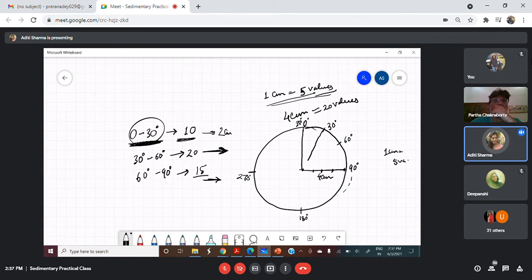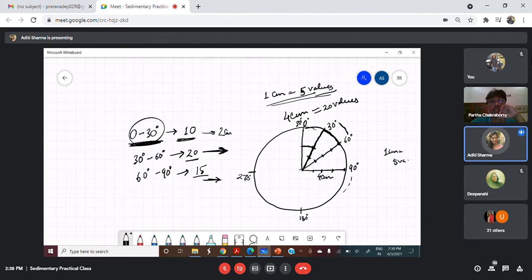So in the 0 to 30 degree interval we are getting 10 values, so I'll mark 2 centimeter from here. In this interval, I will mark these 10 values, and these 2 centimeter are representing those 10 values. Then in the 30 to 60 degree interval, I am having 20 values. Now 1 centimeter is representing 5 values, 2 centimeter 10 values, 3 centimeter 15 values, and 4 centimeter 20 values. So I will mark this as 20 values, as this portion represents 20 values.